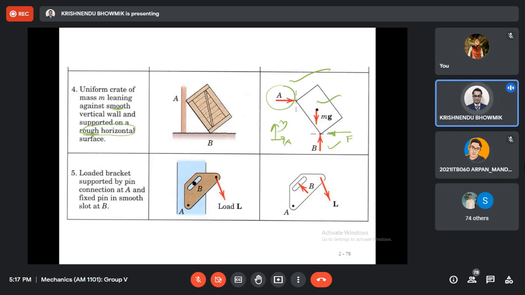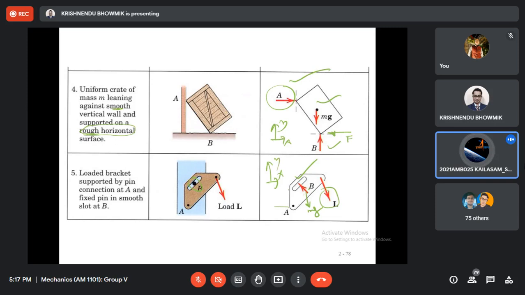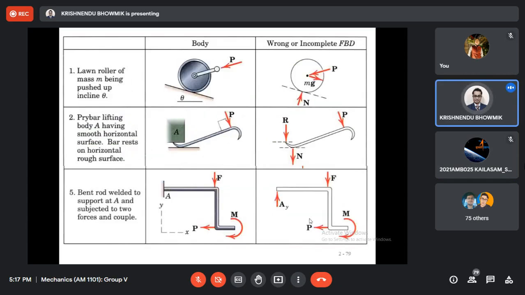This one for this problem, this is correct. Anything missed? Sir, wait. Okay. Maybe this is the weight, mg. Anything else? So hinge reactions at A and B. Yeah. RAX, RAY. Very good. Incomplete here.